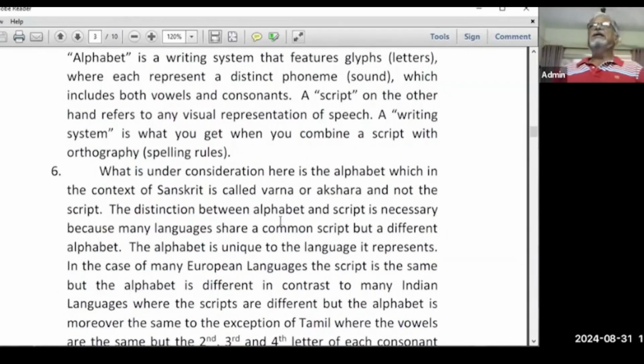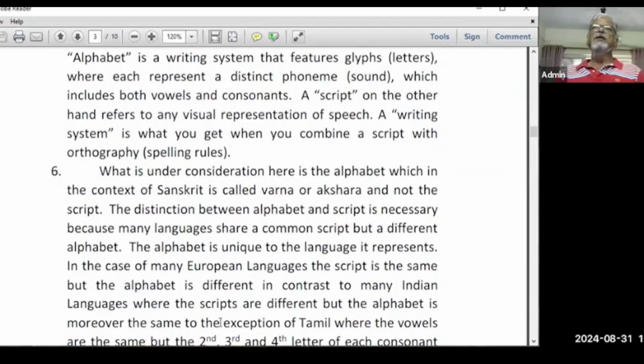What is under consideration here is the alphabet, which in the context of Sanskrit is called Varna or Akshara, and not the script. The distinction between the alphabet and script is necessary because many languages share a common script but a different alphabet. The alphabet is unique to the language it represents.